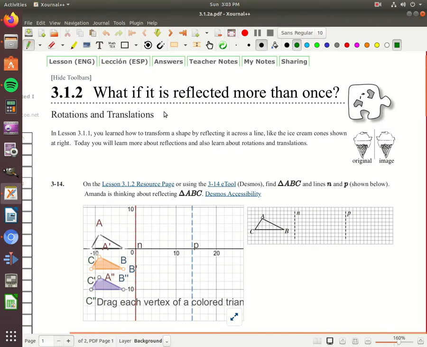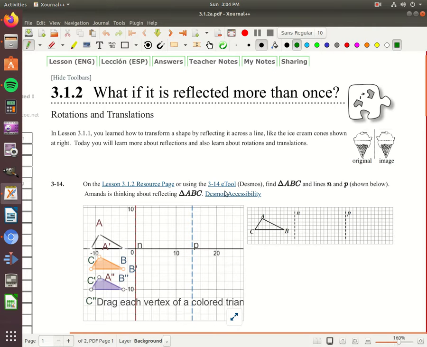We're going to add rotations and translations to our list of transformations. We'd already looked at reflections in the previous video. So in lesson 3.1.1, you learn how to transform a shape by reflecting it, like the ice cream cones shown at right. Today you will learn more about reflections and also about rotations.